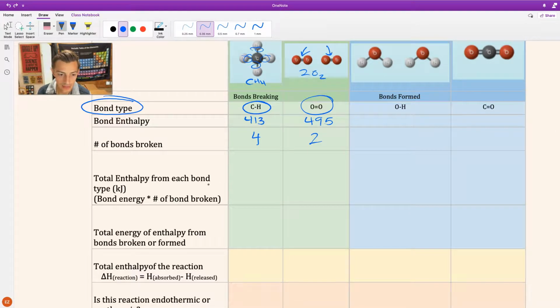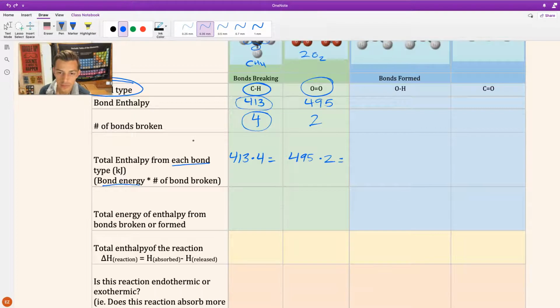So now the final step is to do a little bit of simple mathematics, the total enthalpy from each bond type. I'm going to say how much bond energy, or enthalpy really, is required to break a mole of those things, and how many bonds did I break? Then just multiply those two things together. So it's 413 times 4, and then over here 495 times 2. For my values, I get 1652 and I get 990 on the oxygen bond.